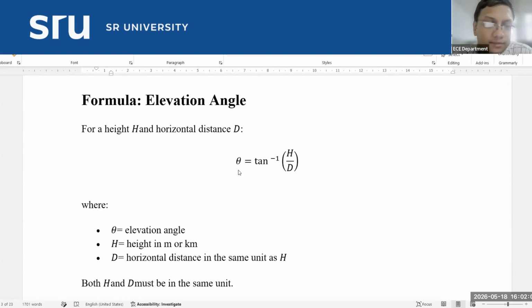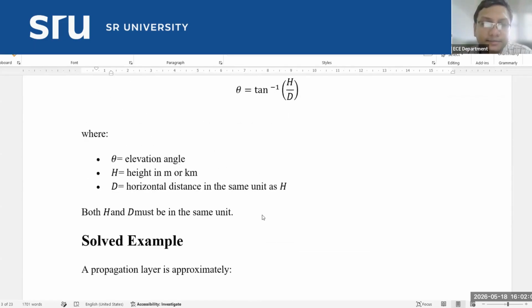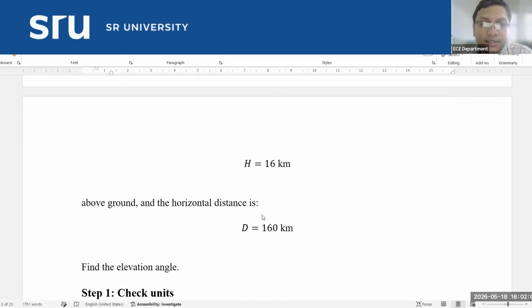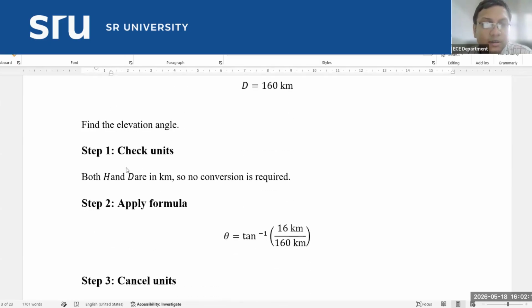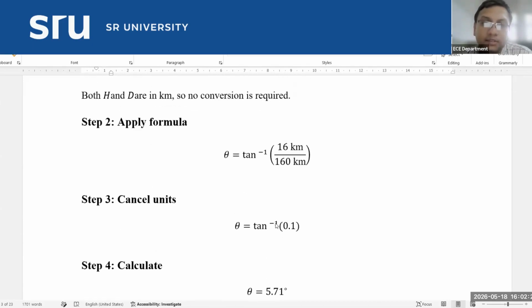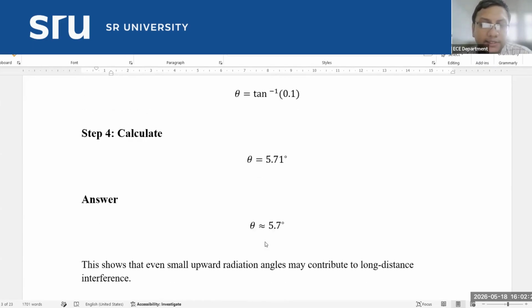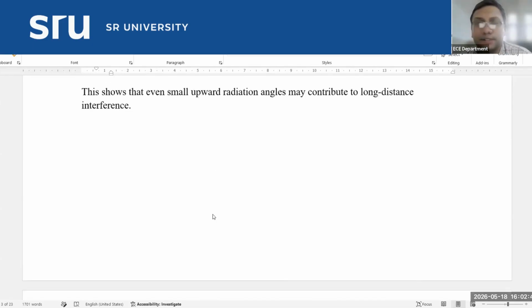Suppose h is 16 kilometer and d is 160 kilometer, for example. What is the elevation angle? The elevation angle is 5.7 degree. This will be tan inverse 0.1, so 5.7 degree. It means that even if the upward radiation is very small, suppose here the upward radiation is only 5.7 degree, it may contribute to long distance interference.